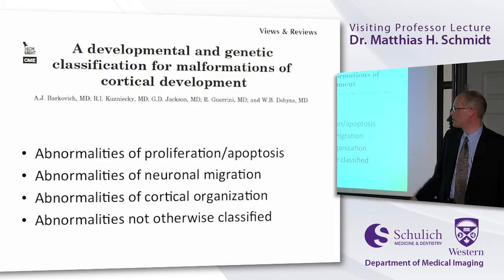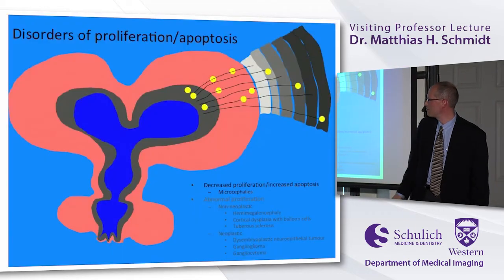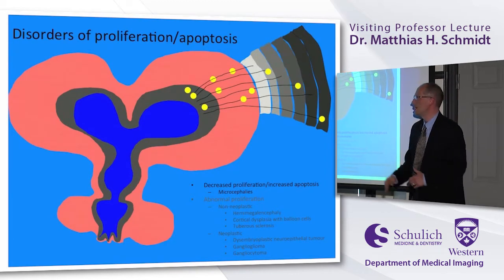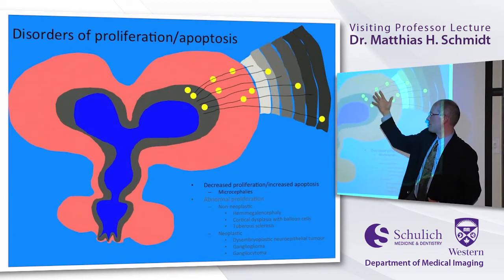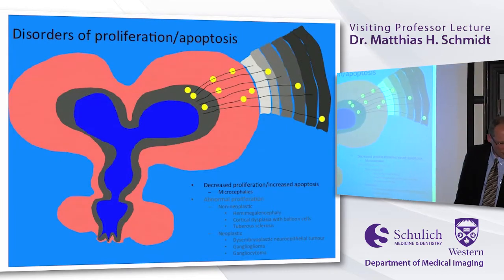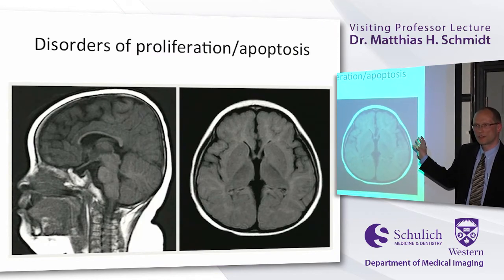There's a classification of the various malformations of cortical development pioneered by Barkovich. And the first of these are the disorders of proliferation and apoptosis. As you know, we have more cell proliferation than we need initially, and some of these die back. And if you have not enough proliferation or too much dying back, you get microcephaly, a perfectly formed little brain, just too small.